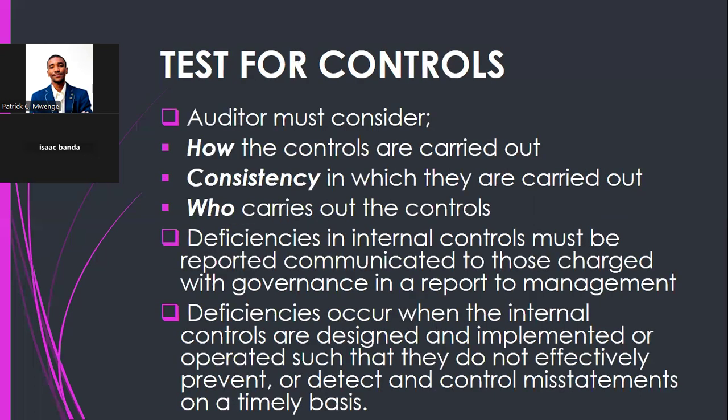So now, test for controls. The auditor must consider how the controls are carried out. So this is just for knowledge's sake. The auditor needs to understand and consider, one, how the controls are carried out, how are they performed? Then two, the consistency in which they are carried out, what's the frequency of carrying out those controls? Then three, who carries out the controls. Who's in charge of carrying out that particular control? Is it the accountant? Is it the procurement officer? Is it the security guard?